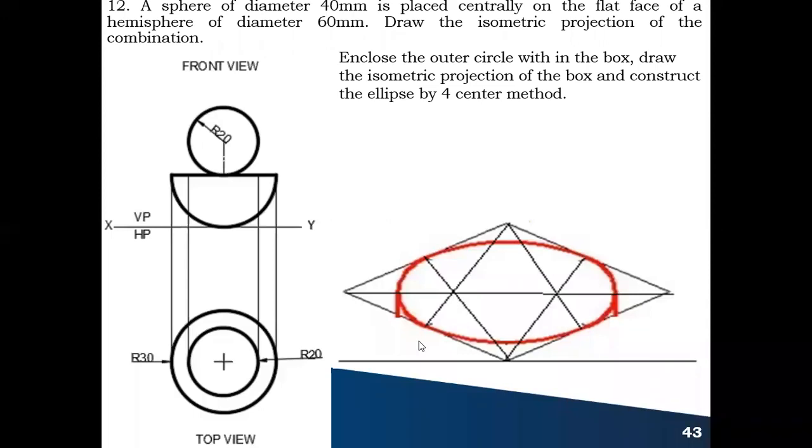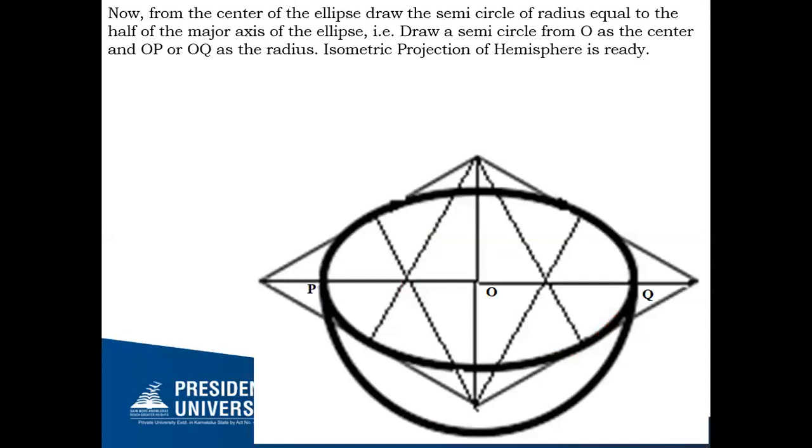That is, the top face of your hemisphere looks like an ellipse. Okay, so all of you understood till here. Now let me show you how to draw the hemisphere. Now after completion of this, you find out the center of this square by drawing the diagonals. So this is the center.